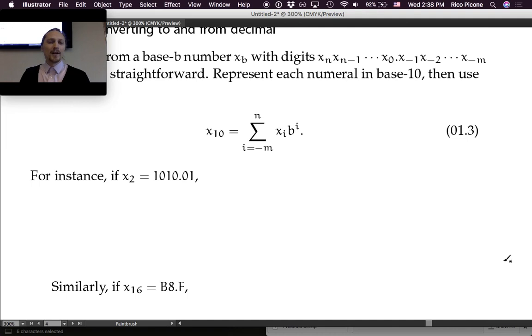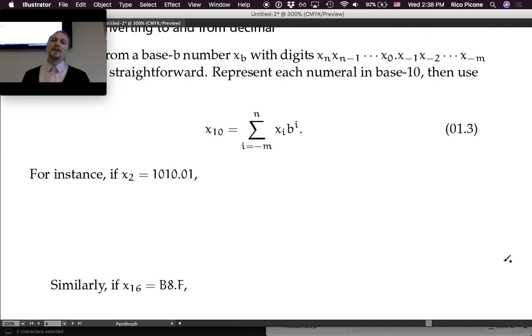So for instance, if X in base 2 is 1010.01, then X in base 10 is equal to, how are we going to do the conversion?